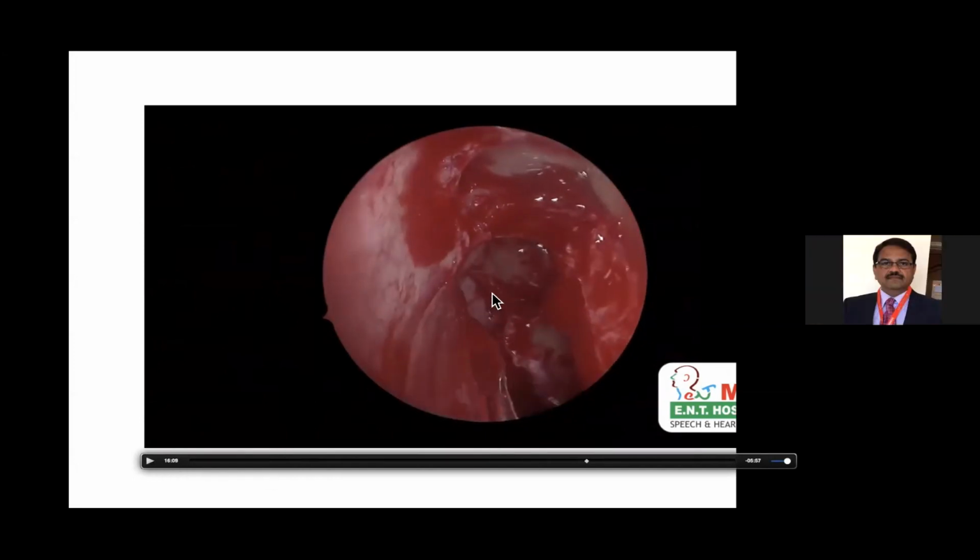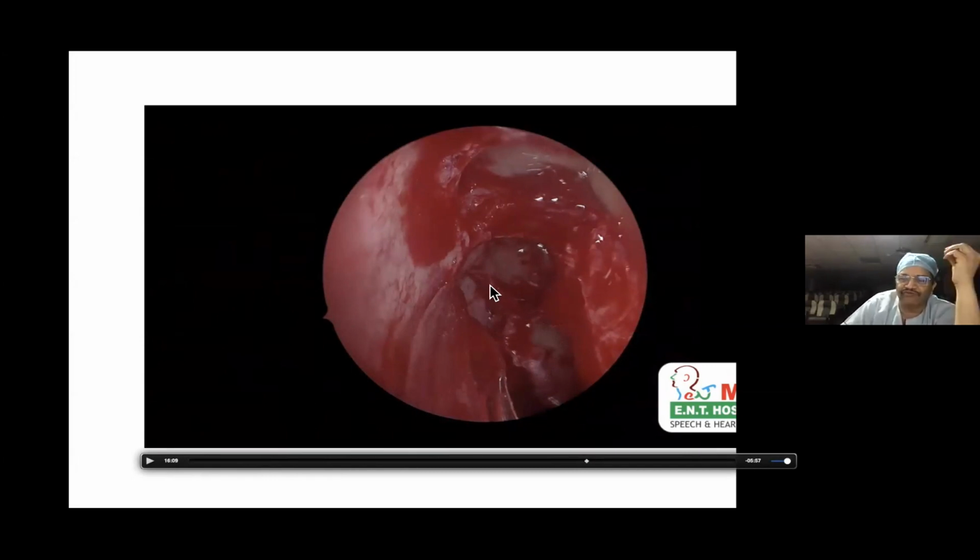See here. How do I open the natural ostium of the sphenoid sinus? If I use a Blakesley, I may catch the mucosa of the ostium entirely, and I may remove the entire ostial mucosa. If I use a debrider also, it may happen. I want to preserve the ostial mucosa of all the sinuses.